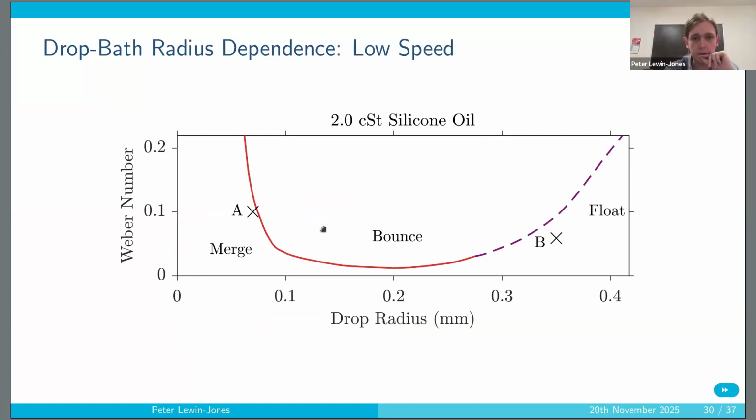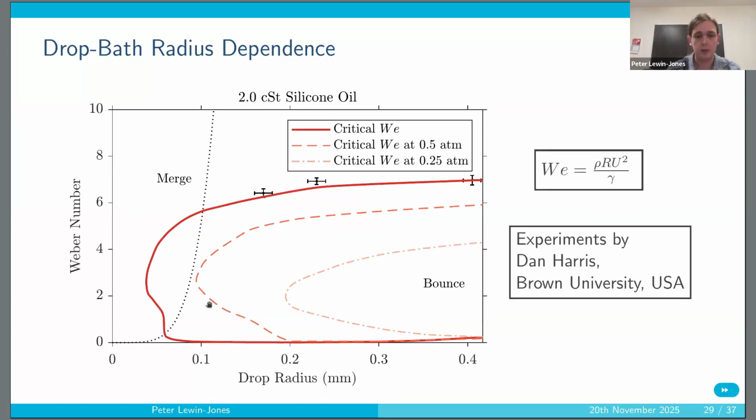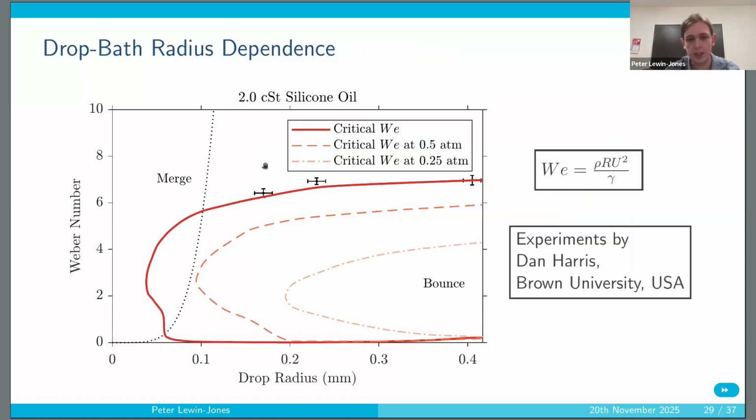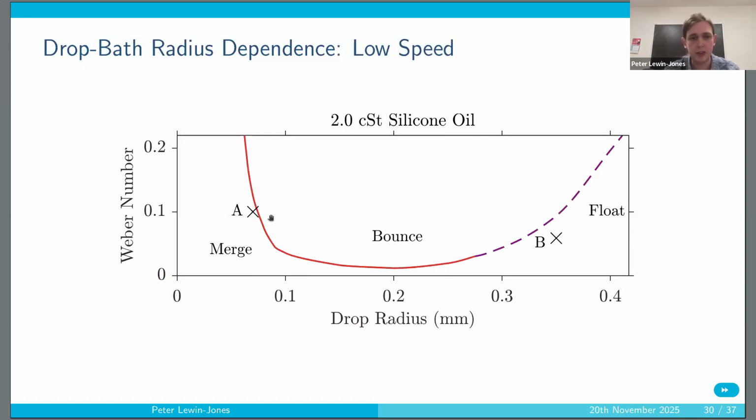Okay, I'll quickly mention this, but we've also looked at the low speed. If I zoom in on this lower part of my curve, what's interesting is there's actually this little uptick that happens when you get to large drop radii for the soft transition, where we go from merging to bouncing at low speeds. And we found two very distinct regimes.